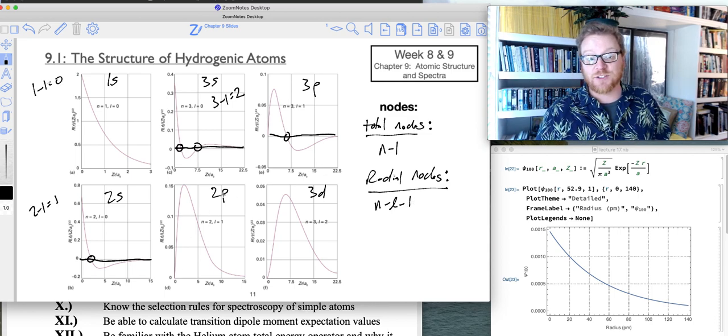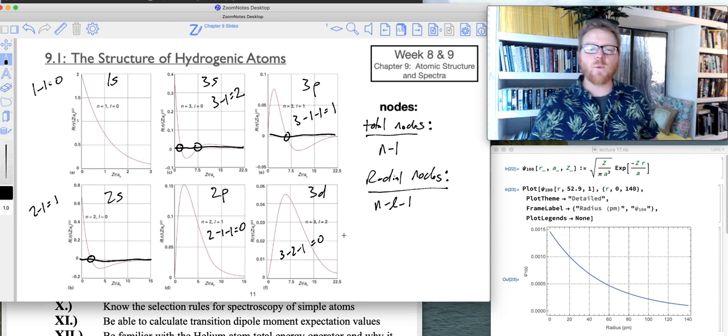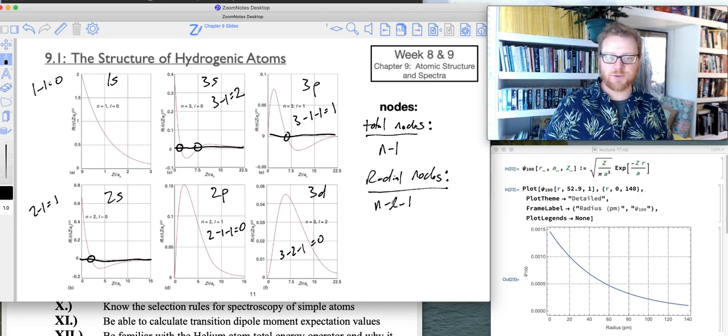And so now if we go to this 2p situation, my n is equal to 2, my L is equal to 1, so 2 minus 1 minus 1 equals 0. Okay, 0 nodes. And same with 3p now. We have 3 minus 1 minus 1, and that's going to equal 1. So 1 radial node. And then with 3d, it's 3 minus 2 minus 1 equals 0, so 0 radial nodes.